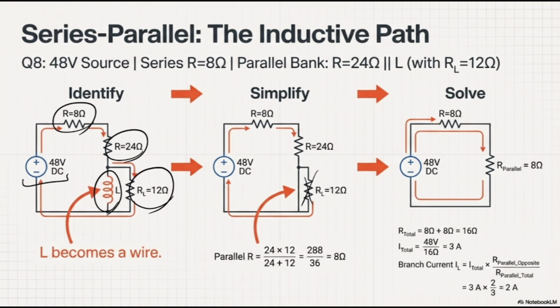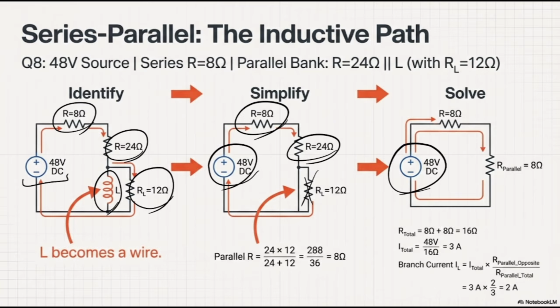So what do you have? You do have 24 ohms, you do have the 8 ohms, and you do have the 48 volts. Considering that, you just have simply 2 resistors in series and your voltage source. So the total current is going to be 48 divided by 16, which is going to be 3 amp. A branch current doesn't make any sense right now because all of the current goes through the inductor and there's no branching there.